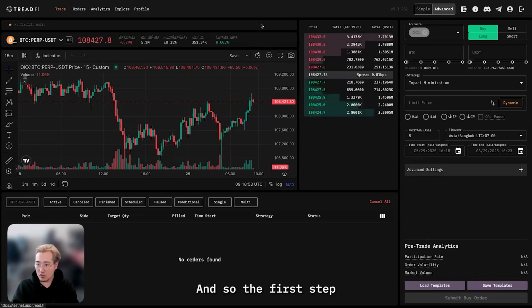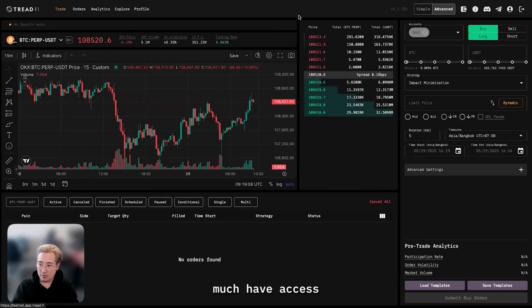And so the first step is to create an account, and you can go over the videos on our API docs to see how to create an account and connect an API key from an exchange or wallet in the case of Hyperliquid. But once you've done that, you pretty much have access to the entire platform.